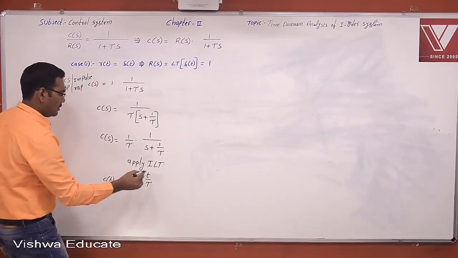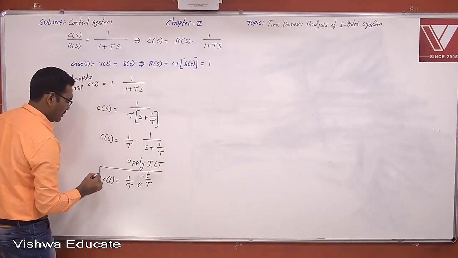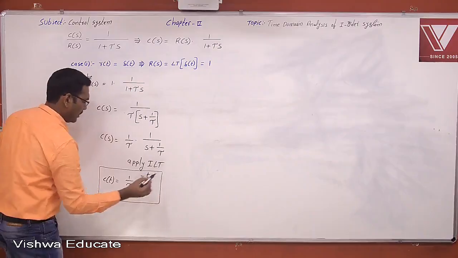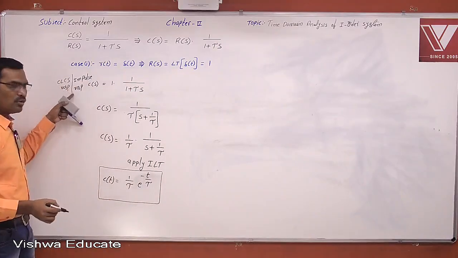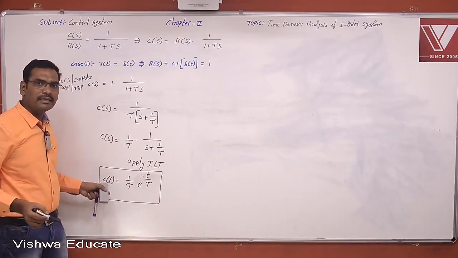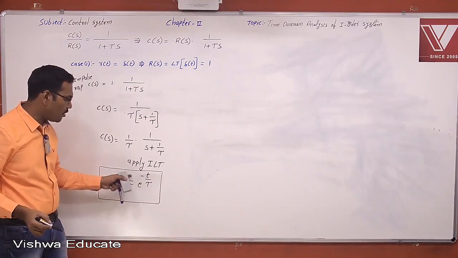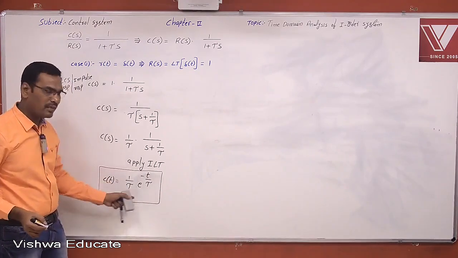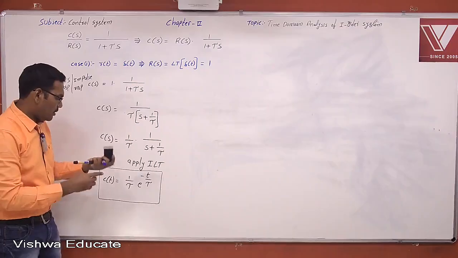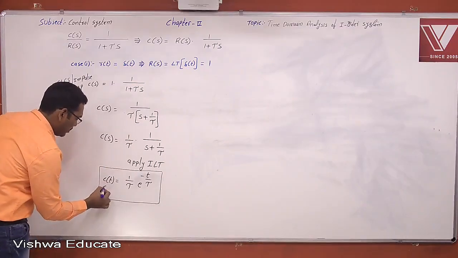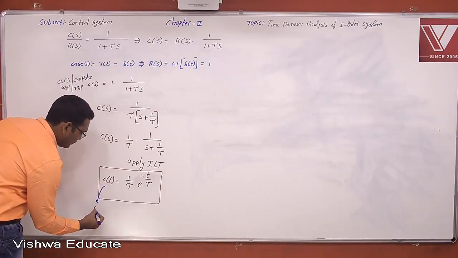Now this is the impulse response. Am I right? Now this is the closed loop control system response, students. This is the impulse response. In which domain now? This is in time domain. Am I right? This is in time domain. Now this is the response in time domain.